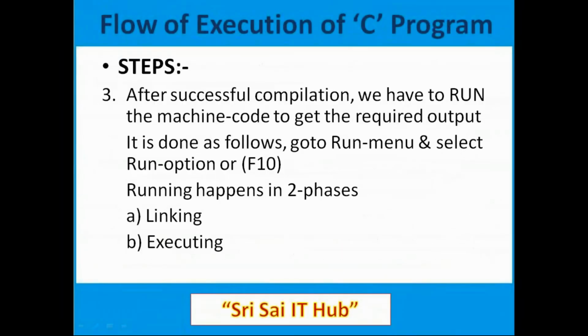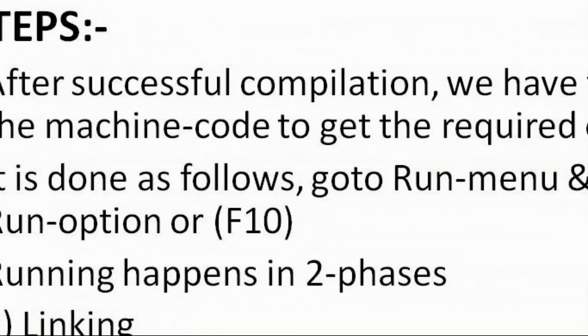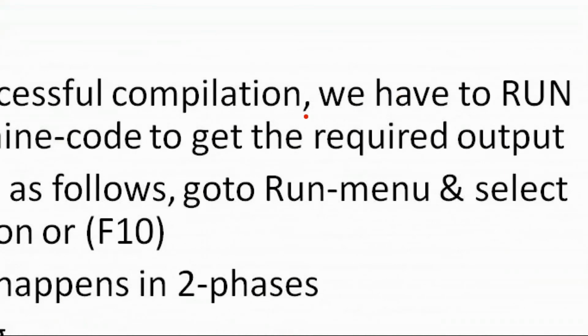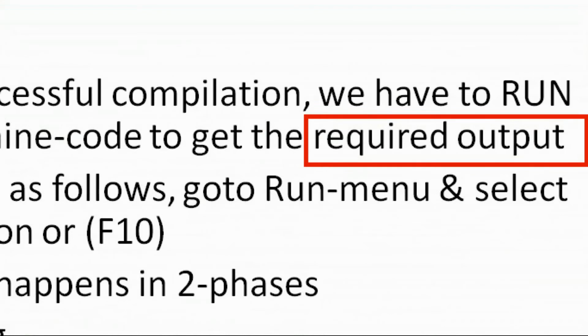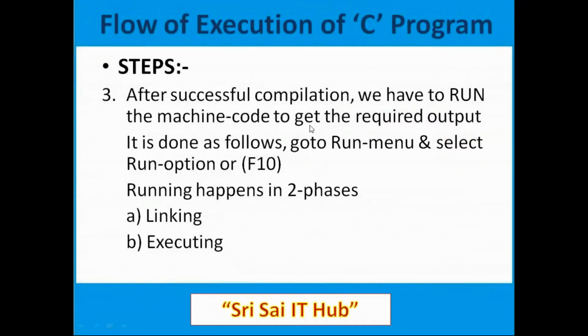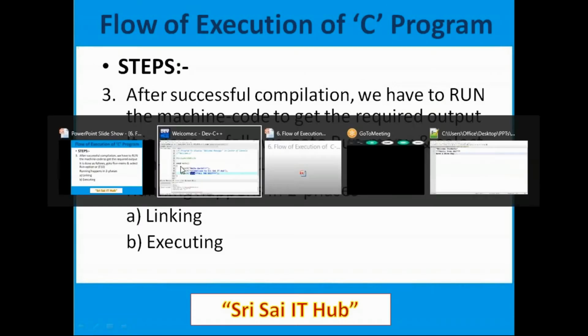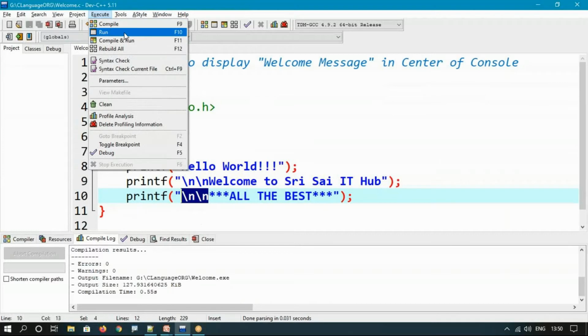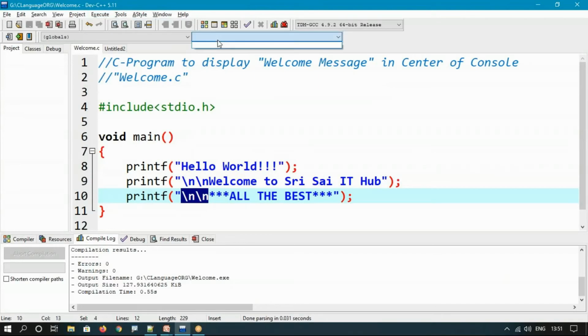Next, step 3. After successful compilation, we have to run the machine code. When we run the machine code, we get the required output. How to do this? It's very simple. Click on the run menu or the execute menu and select the run option. Click on the execute menu and click on run. The shortcut is F10.